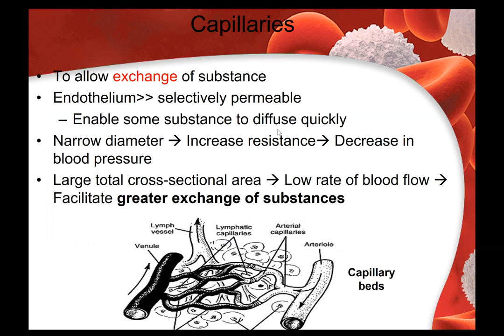So it allows the exchange of substances. It is partially permeable, allowing certain substances to diffuse through, and it has a narrow diameter, which increases the resistance and helps to decrease the blood pressure. The blood pressure here must be lower, so that there is sufficient time for the exchange of substances from the blood here to the surrounding cells. And due to the largest cross-sectional area, it helps to create a larger surface area, and this helps to have a larger amount of exchange of substances within a shorter period of time, a greater exchange of substances.